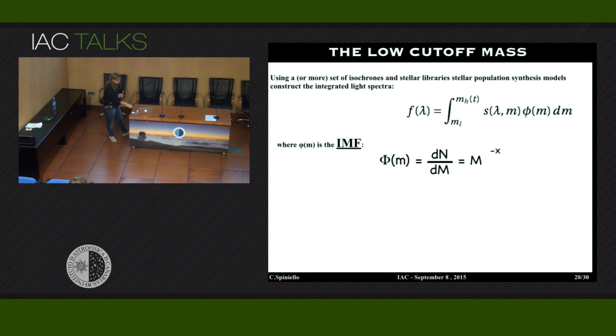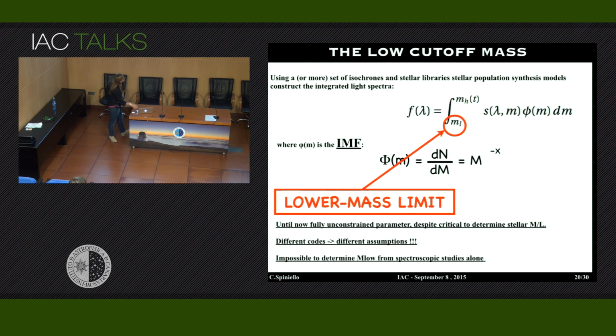And this, well, I can show you again, this is the cutoff, and this is until now a fully unconstrained parameter, despite being critical for the stellar mass to light ratio. And the thing that is really driving me crazy is that different stellar population codes are actually using different assumptions for this number. Some of them are using the hydrogen burning limit, 0.08, some others are using 0.1, 0.092, 0.115 is the one used by Bruzual and Charlot 2003. So, you know, if you're not aware of this situation, you can have very different mass to light ratios, and you have trouble understanding what's going on.